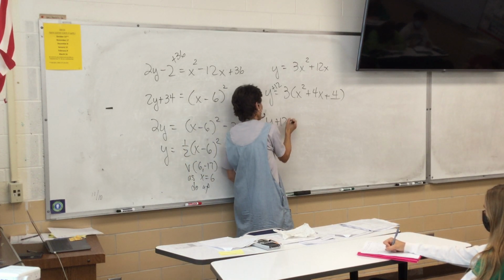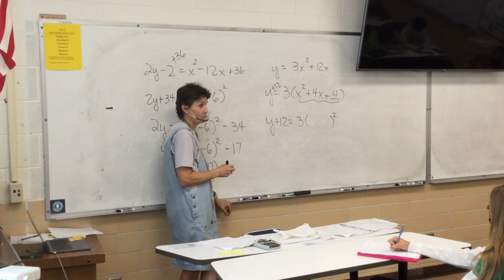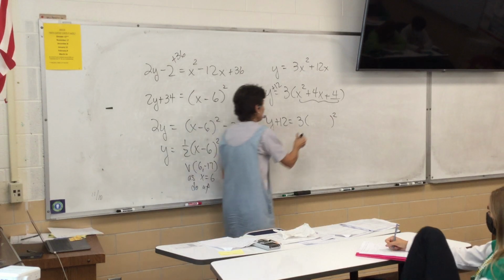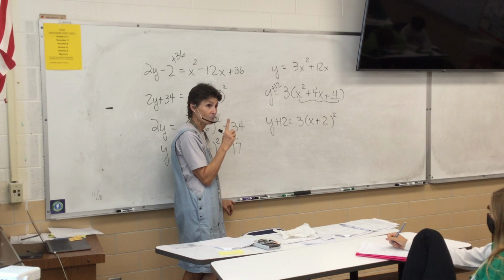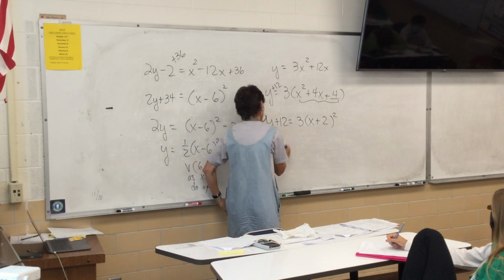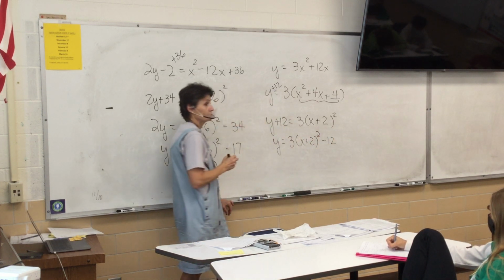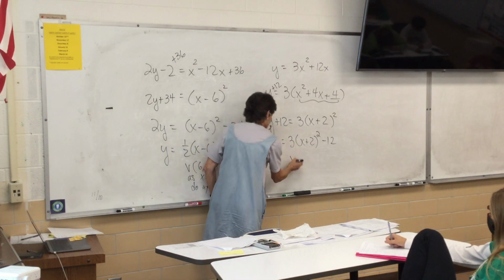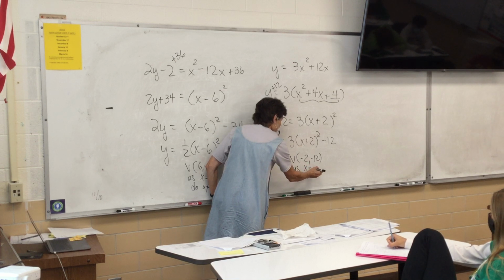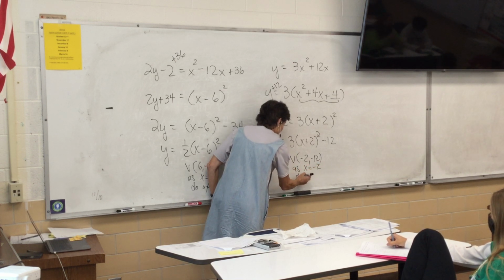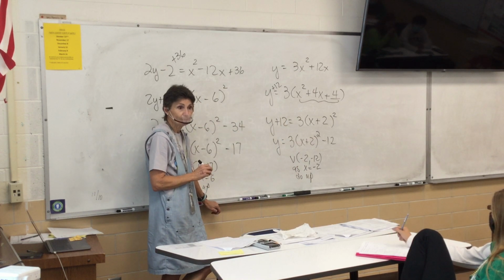So y plus 12 equals 3 times, what's my perfect square right here? That'll always be a perfect square if you do it right. X plus 2. And then you do one more thing. It's the last thing we need to do. Move the 12. Where's my vertex? Negative 2, negative 12. Axis of symmetry, x equals negative 2. And this one opens up because the 3 is positive.